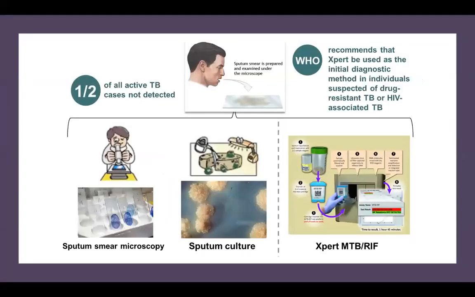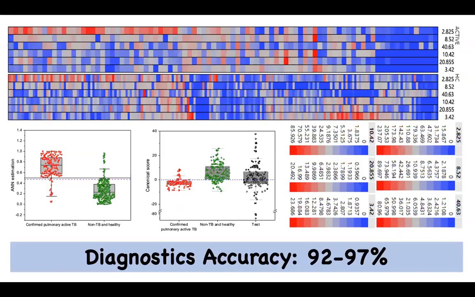And we have tried to put the device on the skin and to make the detection. The analysis was done by Microsoft Seattle because they have a relation to the funder who funded this project. And their analysis has shown that we could detect tuberculosis, namely the infectious disease, and discriminate it from healthy controls with 92 to 97% accuracy.